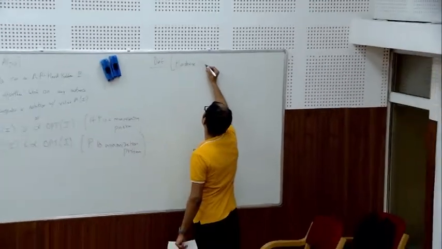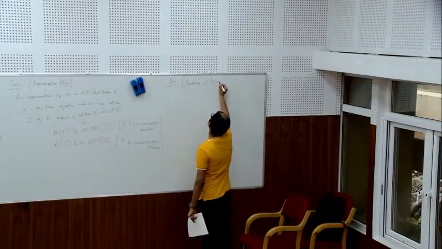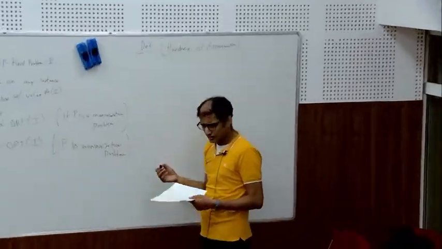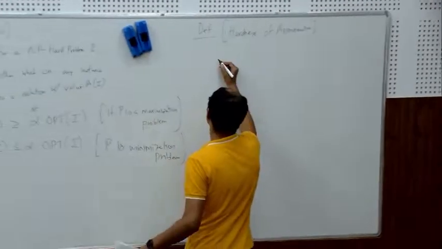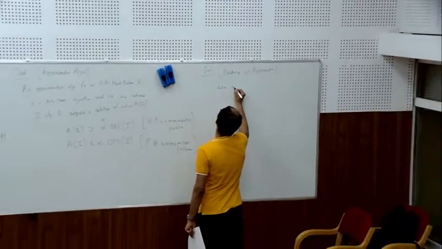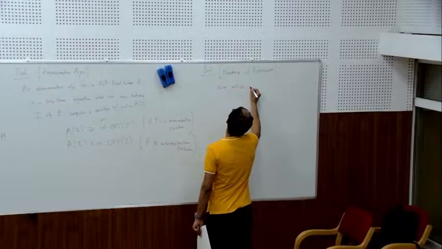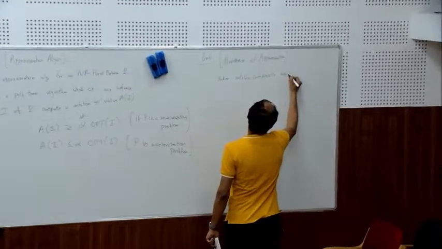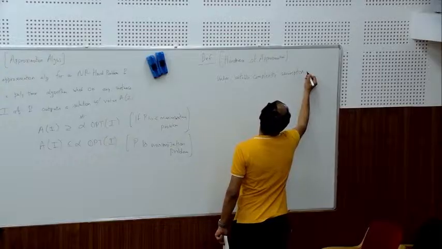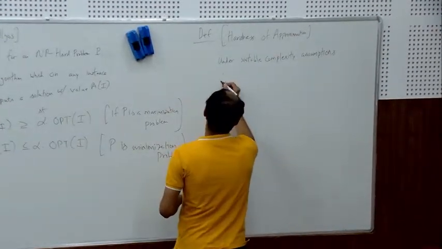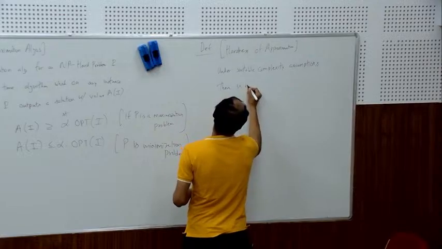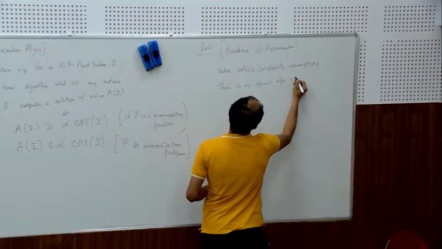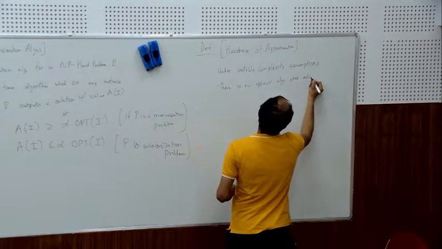So now I want to define hardness of approximation. This would allow me to introduce a notation that I will use in the rest of our discussion. The idea is that, under suitable complexity assumptions, what I would like to say is that there is no approximation algorithm which achieves a beta factor approximation.